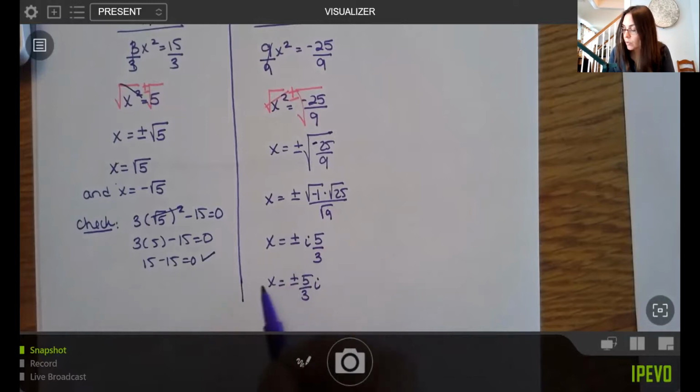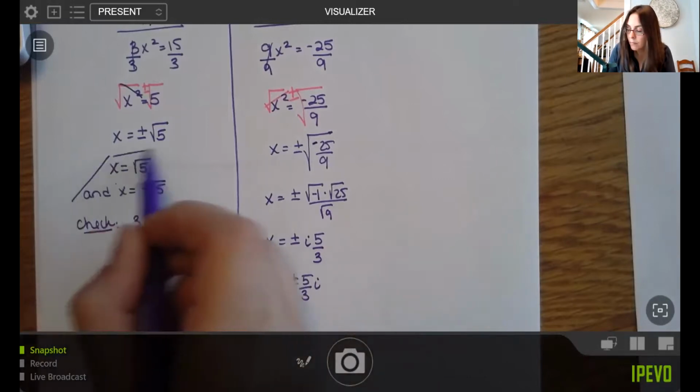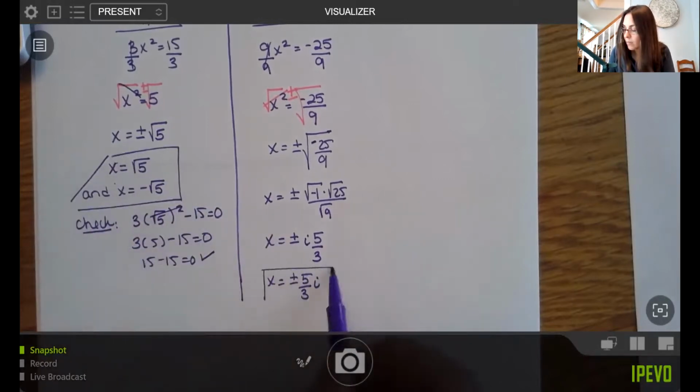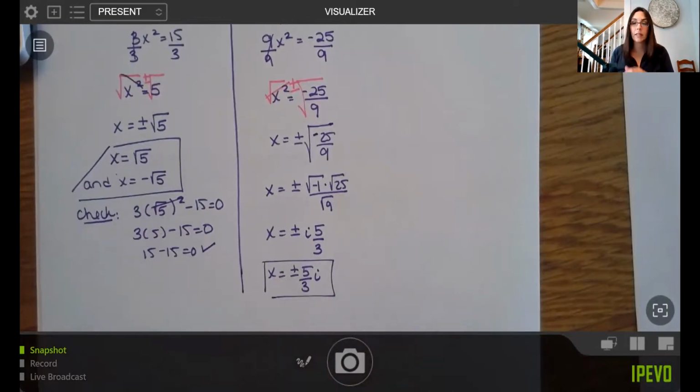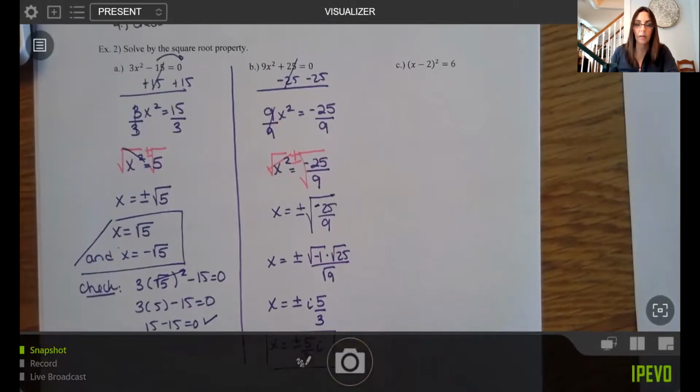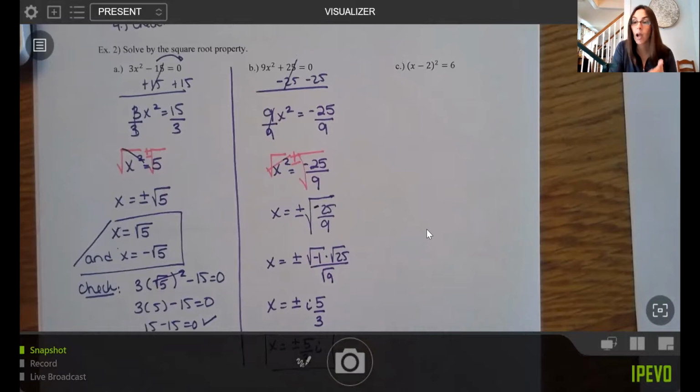So again, you have 2 answers here. One's positive and one is negative. And they are both imaginary in this case. So if we check with the graph here, I'm going to do this one for you now. I'll change to the other screen. You're going to notice that we're not going to have any x-intercepts.